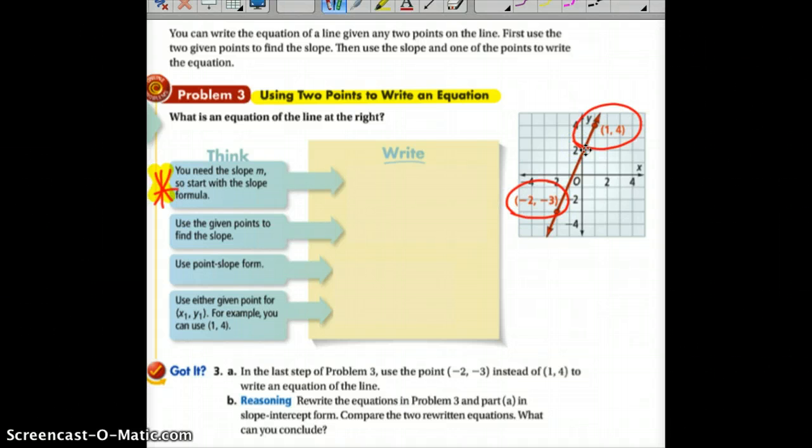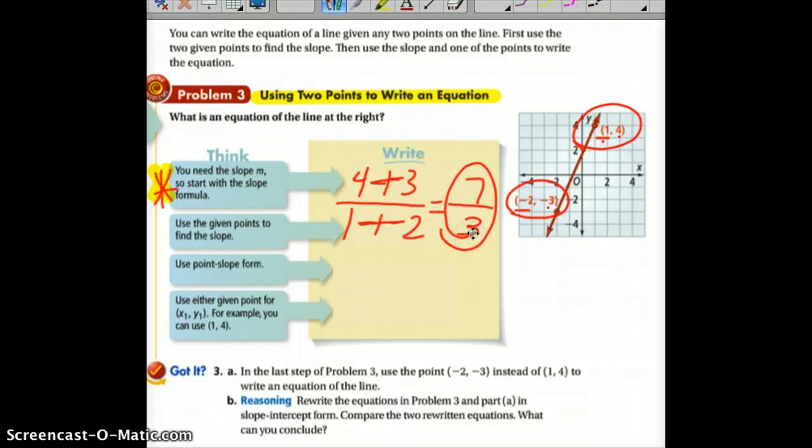Now we know slope formula, y's over my x's. So I did 4 minus negative 3 over 1 minus negative 2. I'm going to get 7 over 3, and that's simplified. So I have my slope.